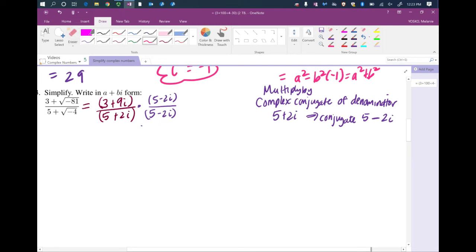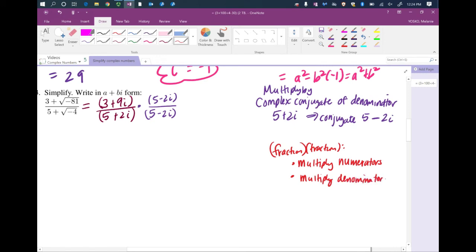Okay. Now we're going to handle this the same way we did with the other two examples. We are going to FOIL. Remember, when you have a fraction times a fraction, you multiply the numerators, and you also multiply the denominators, and just rewrite the fraction. Okay? So we're going to do that. So we're going to FOIL the top.